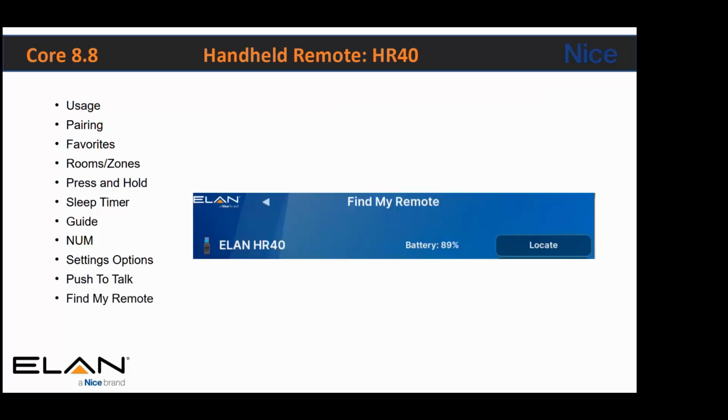And the Find My Remote. So instead of putting a button on the base, we found it much better to put the button on the viewers. So what you're going to do is you can take your phone, go to the ELAN app, go into settings, go to Find My Remote, and find the remote that you're looking for. You hit the locate button, and then the remote will make noises and all that stuff.